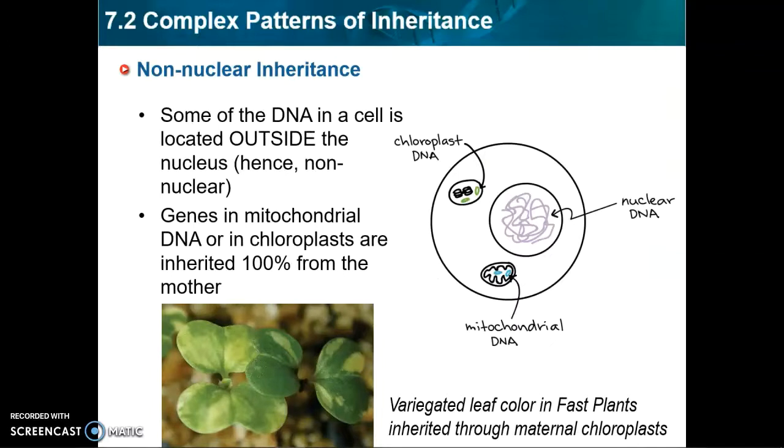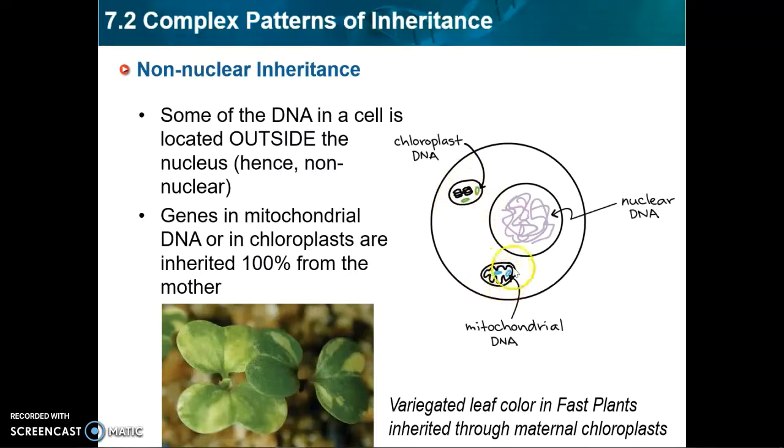And finally, our last example of these complex patterns of inheritance is called non-nuclear inheritance. Non-nuclear is exactly what it sounds like. This would be when a trait is inherited from DNA that is not inside of the nucleus. All of the genes that we've talked about so far are on the chromosomes in a eukaryotic cell that are housed in the nucleus. But remember, there are organelles in the cytoplasm that also contain their own DNA, namely those chloroplasts and mitochondria.